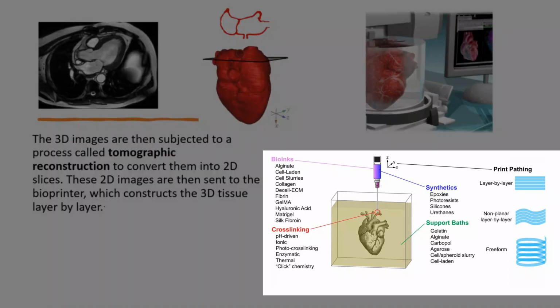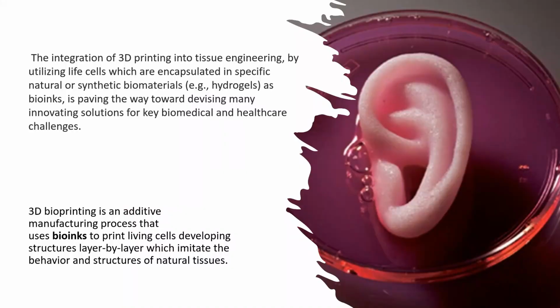The 3D bioprinter prints out the images layer by layer and creates a 3D model from bioinks, in other words, from living cells and tissues. The cells or stem cells are usually harvested from the patient or a compatible donor. 3D bioprinting is an additive manufacturing process that uses bioinks to print living cells developing structures layer by layer which imitate the behavior and structures of natural tissue.